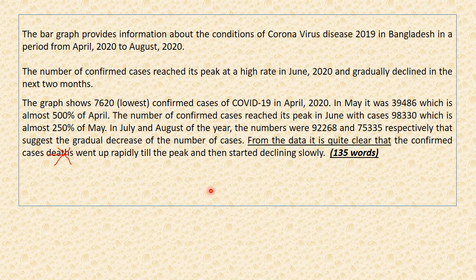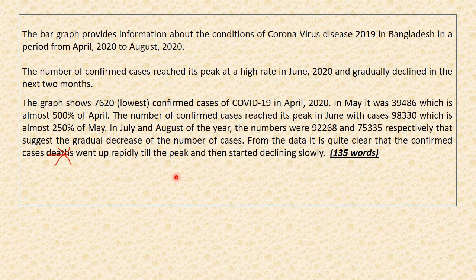First, you should know the things you will develop in the answer. I have told you of the 4 things there: introduction, overview, main features, and conclusion. In the introduction, you will just rewrite the question. You will just paraphrase the question. In the overview, you will mention the trends you find in the graph. In the body or the main features, you will mention the key points.